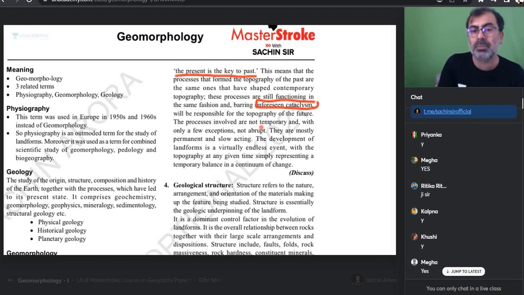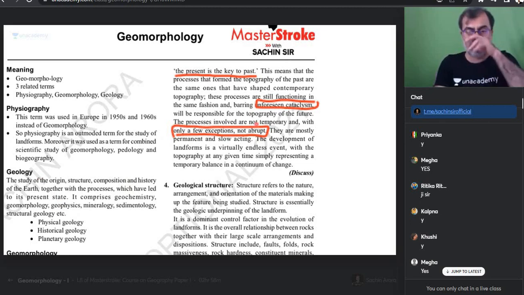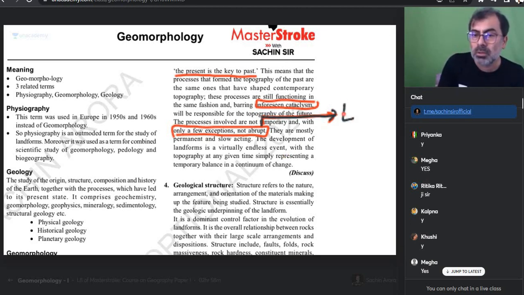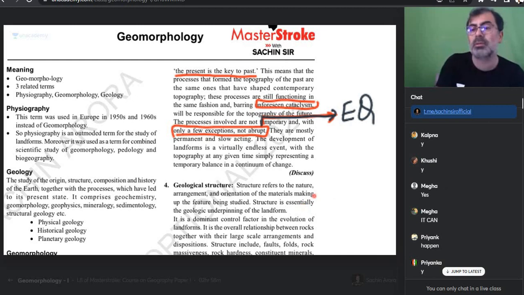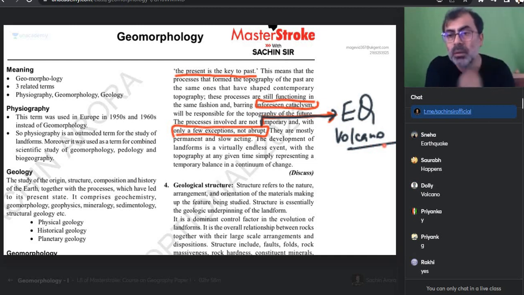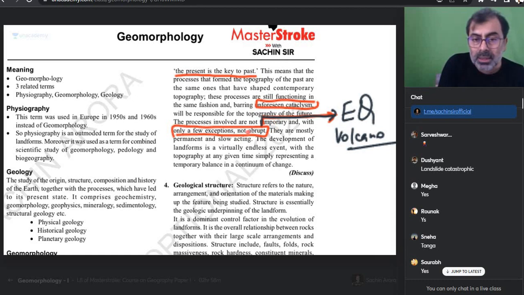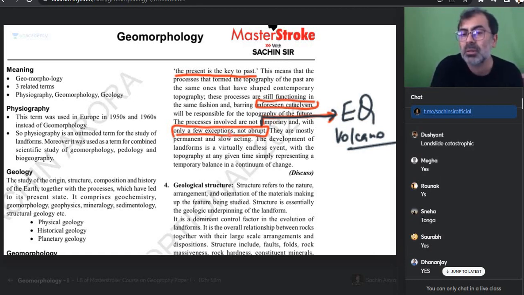The processes involved are not temporary, and there are only a few exceptions. Now this exception part is important, everyone. Can catastrophic things not happen at all? If I am saying that everything has happened gradually, can a catastrophic thing not happen at all? So can I say earthquake is also a process, but is it a sudden process or not? The volcano that just happened in the Pacific Island, yes or no? Sudden process or not? It happened in Tonga Island. So sudden processes will be there, but what are they? These are only a few exceptions. But broadly, whatever has been created, whatever Earth's surface has been turned into, it is a result of this. Is everyone with me? Did everyone understand?